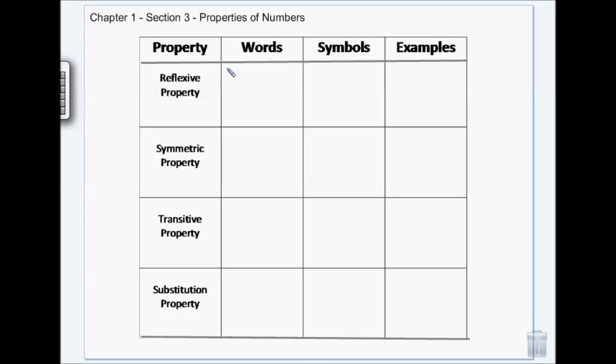Okay, properties of numbers. Reflexive property. I'm not going to write out all the words to the property, but what it sounds like is reflection. Right? Reflexive sounds like reflection. And that's what it is. It's a reflection. So whatever is on this side of the equal sign is identical to what is on that side of the equal sign. Now, that could be a number, or it could be an expression. But they look exactly the same. They're in the same order. Everything on one side of the equal and the other side of the equal is identical. So it's a reflection.